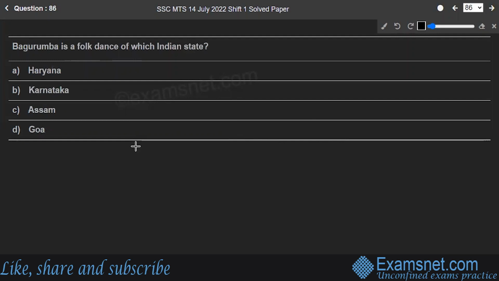Next is question number 86. Bagurumba is a folk dance of which Indian state? Is it Haryana, Karnataka, Assam, or Goa? Well, Bagurumba is a folk dance of Assam. It's a folk dance in Assam that is performed by Bodos. Additionally, it is practiced during the Bwisagu or Bodo festival. So, option C is the correct answer to the question.